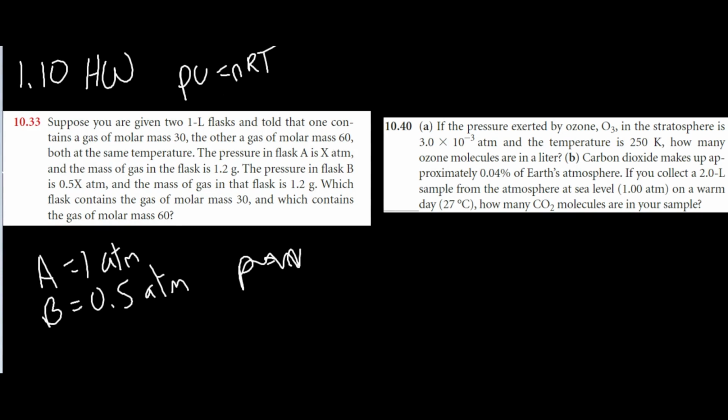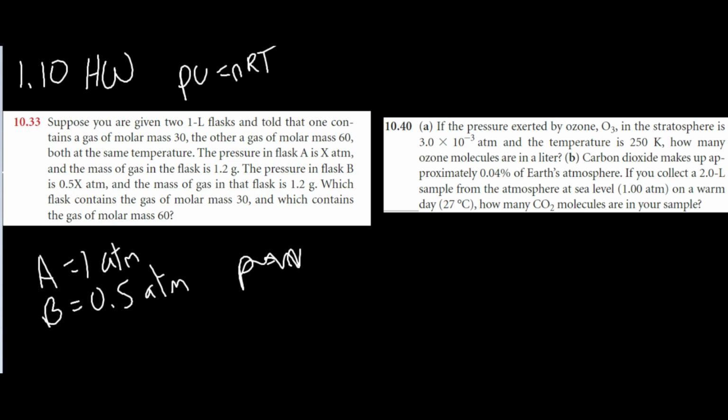So 33. Suppose you're given 2 1-liter flasks and told that one contains a gas of molar mass 30, the other a gas of molar mass 60, both at the same temperature. The pressure in flask A is x atm, and the mass of the gas in each flask is 1.2 grams. The mass is the same for both flasks. All right, then the pressure in flask B is 0.5 x atm. Which contains the gas of molar mass 60 and which contains the gas of molar mass 30? So as you can tell, the volumes are the same. The pressures are different, where pressure is double in flask A and the pressure is half in flask B. But the mass is the same, and so is the temperature.